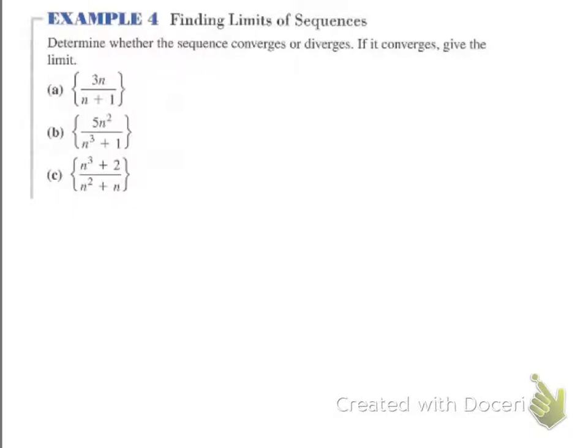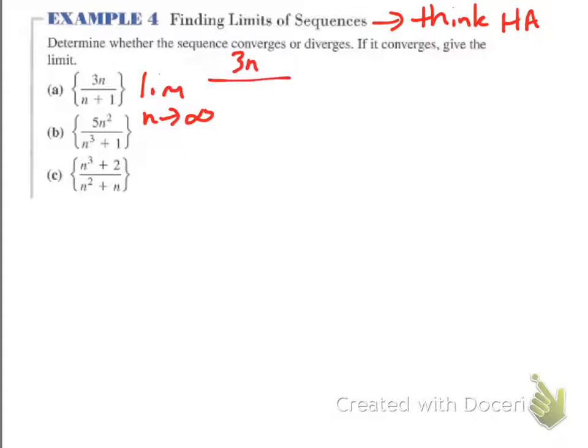Now, this next example, I think is very instructive because we can visit an old friend, and that old friend would be horizontal asymptotes. I don't know if you remember how to find a horizontal asymptote. It says determine whether the sequence converges or diverges. If it converges, give the limit. So I have the limit as n approaches infinity of 3n over n plus 1.